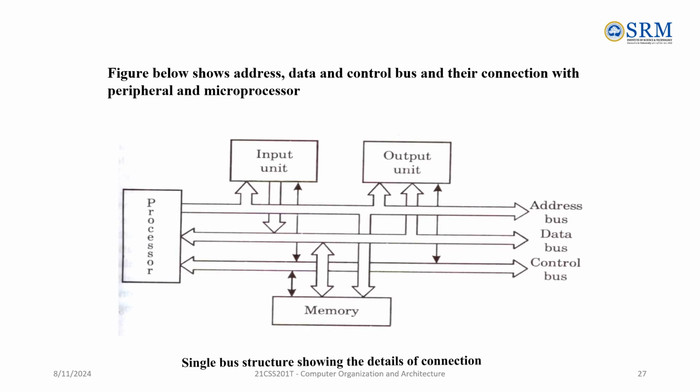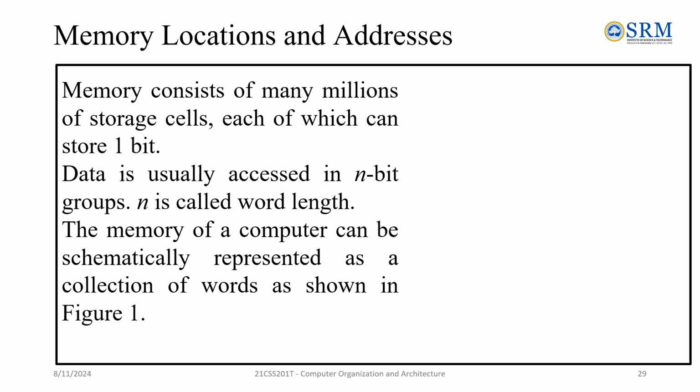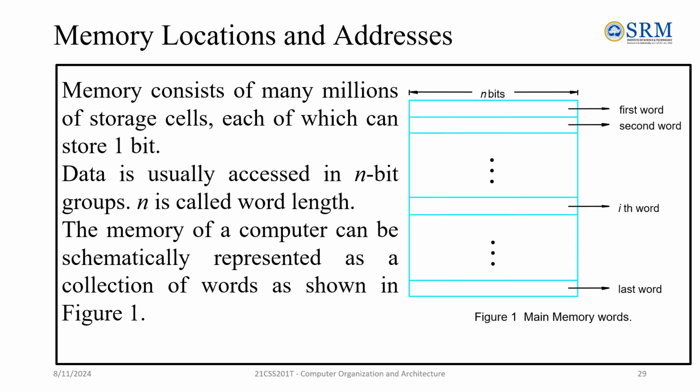Figure 2 shows the address, data, and control buses and their connection with the peripherals. The next important topic is memory locations and addresses. Memory consists of millions of storage cells, each of which can store 1 bit. Data is usually n bits, and n bits is called the word length. The memory of a computer can be schematically represented as shown in the diagram here: first word, second word, eighth word, and last word.